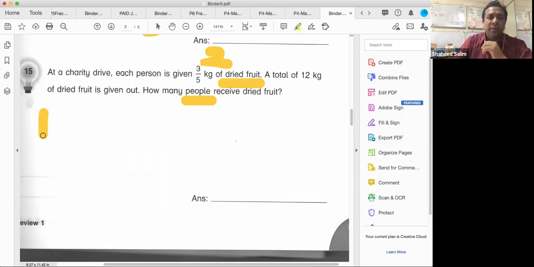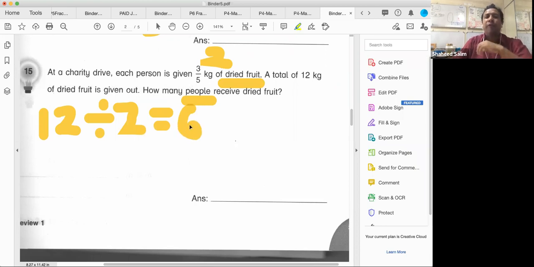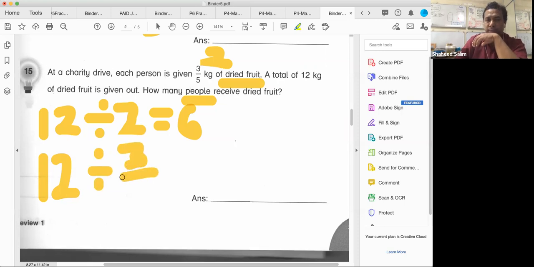Oh, very easy. Just take the total amount of fruit divided by the amount of fruit each person received. Then I get the number of persons. I get 6. Oh, like that. I follow the same steps. Total is 12. But each person did not receive 2 kg. They received only 3 out of 5. So I would do like that. I follow the same steps. Why do I do this? Because I want to understand. Why do I do this one here? I want to understand the steps to take.